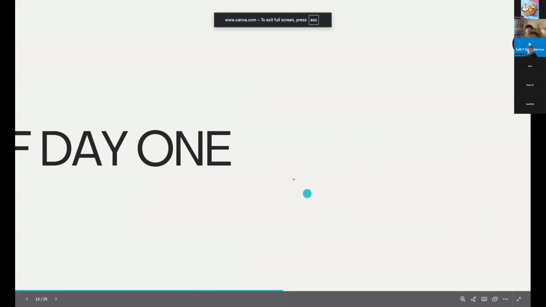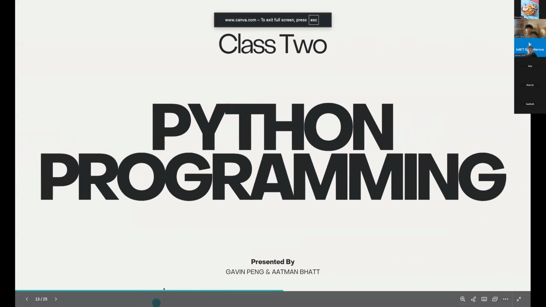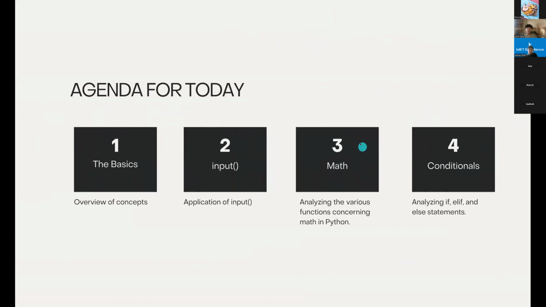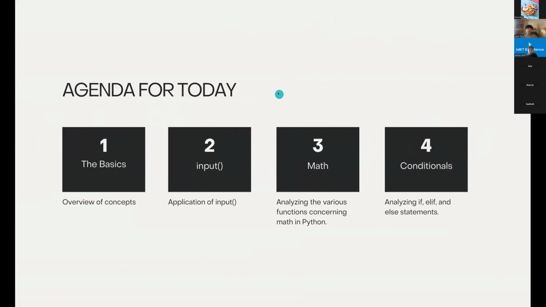So this is class 2 of Python programming presented by Gavin Peng and Amin Bot. For the agenda today, first thing we're going to do is go through the overview of concepts, which is the basics. I understand last class it was pretty confusing. This time we're going to try to be more concise and better understand the topics at hand.